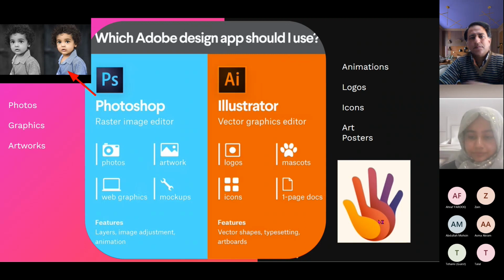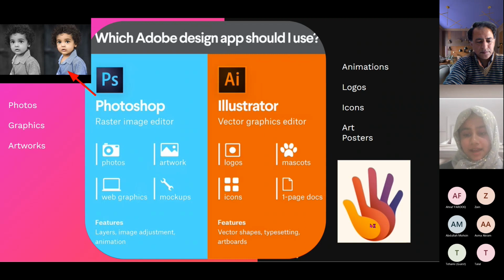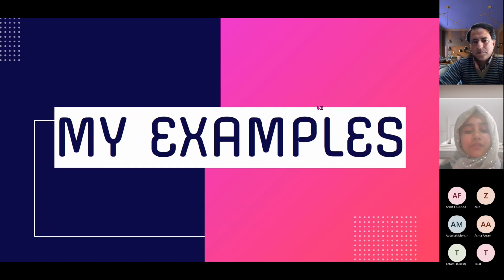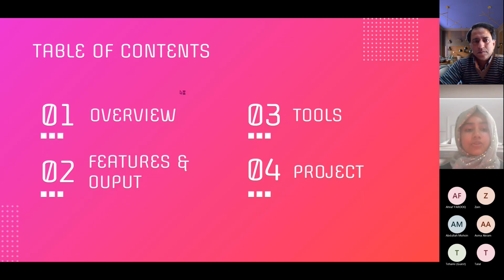Can you see this over here? It's a weird shaped hand. We can create different wild animations. You can create mascots, logos, icons, and flyers. One thing that both Adobe Photoshop and Illustrator share are layers. We're gonna talk about that a little bit later. Here are a few of my examples. Before we go through that, we've gotten a really quick overview. We're gonna go to the features and output, tools, and then a quick project.